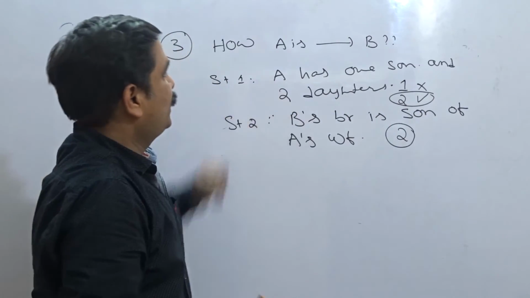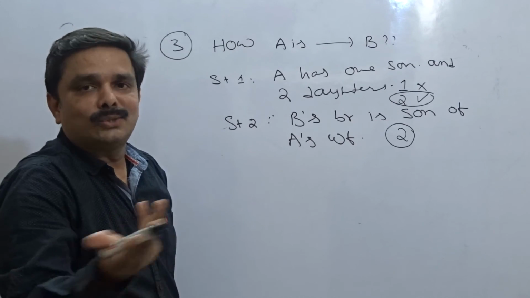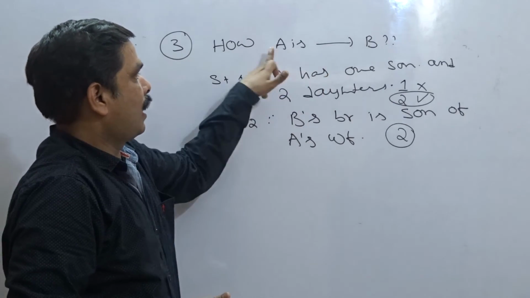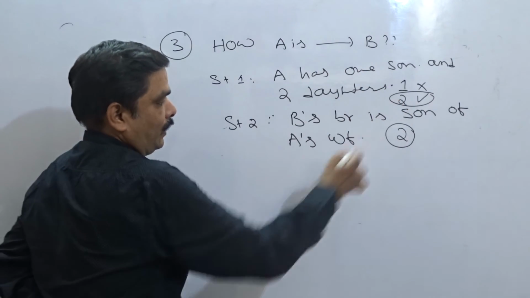Then the first one they have given: A has one son and 2 daughters. There is no clue in this one, of course, to say how A is related to B. Orally also we can say. If you want to draw a chart, you can draw it in this way.